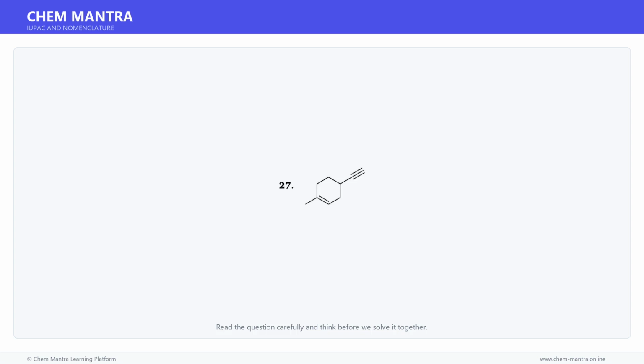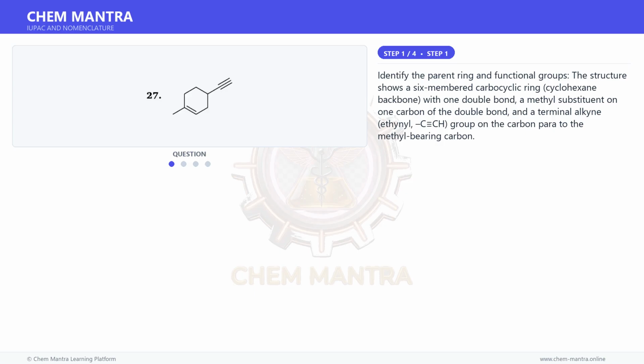Here is a question. Read it carefully and think about the answer. Let us solve it step by step. Let us begin solving this step by step. Identify the parent ring and functional groups.